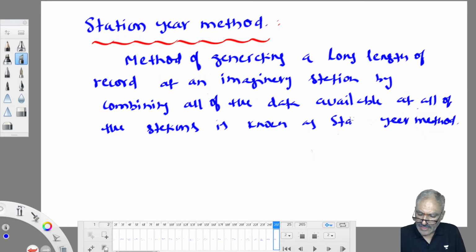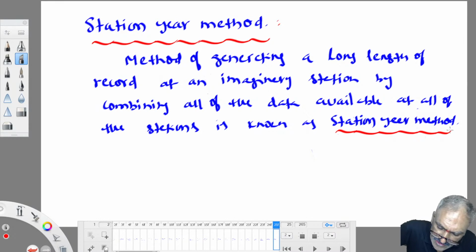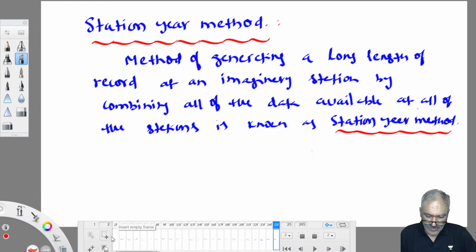So the method of generating a long length of record at an imaginary station by combining all of the records available at all of the stations into one single record is called the stationary method. Just remember, one time this question has been asked in the GATE exam. Next, one more small concept is probable maximum precipitation.